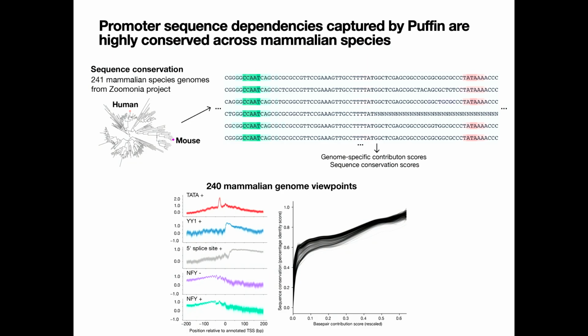With that assumption, you see that, here there are 240 curves, each representing the conservation in one species. They all share a very similar trend of the position dependency, right? Which seems to suggest that it is likely that these sequence dependencies are also conserved across mammalian genomes.